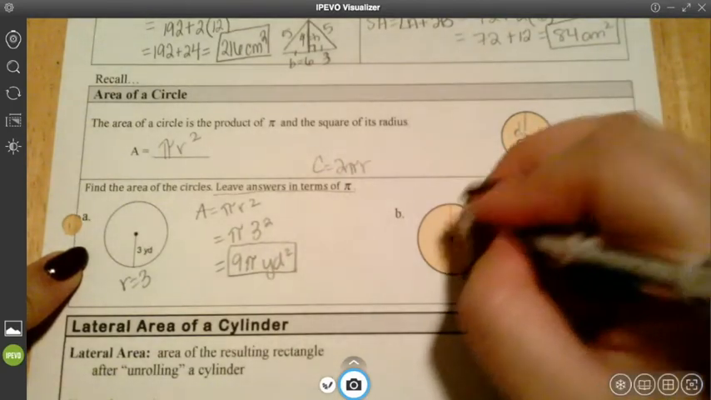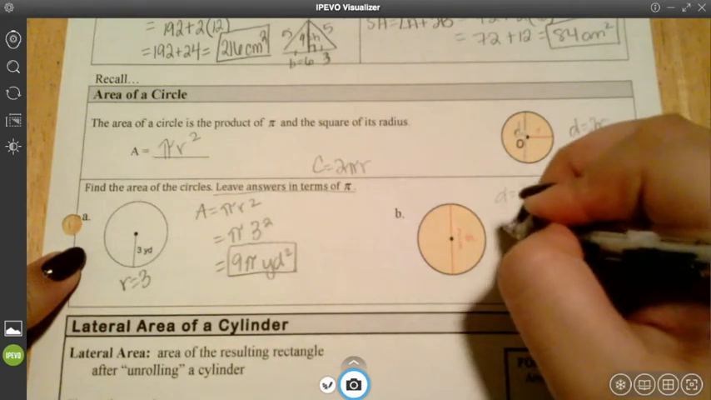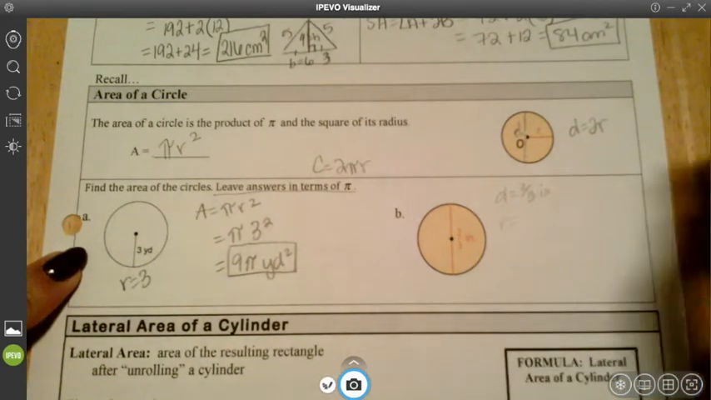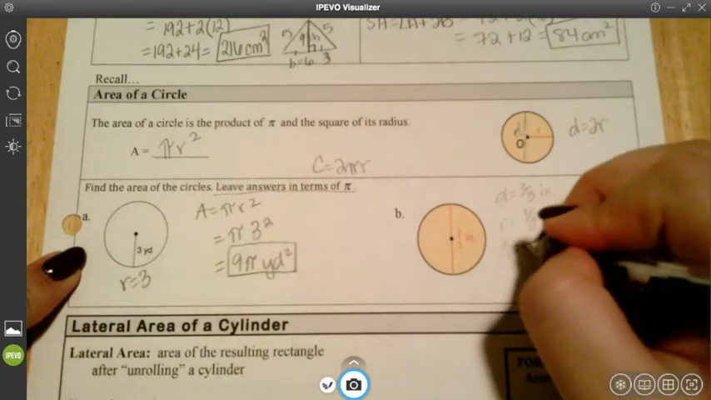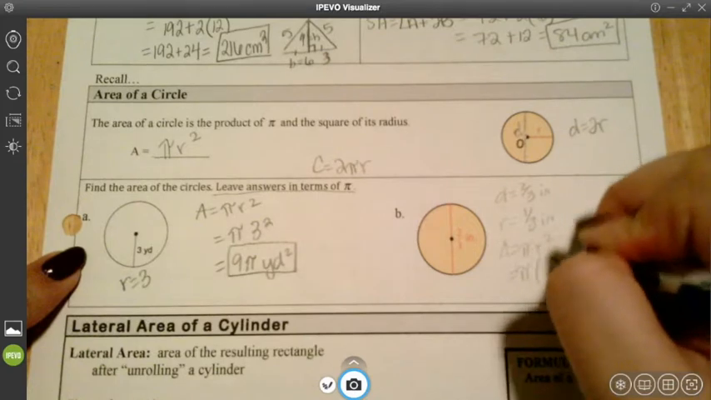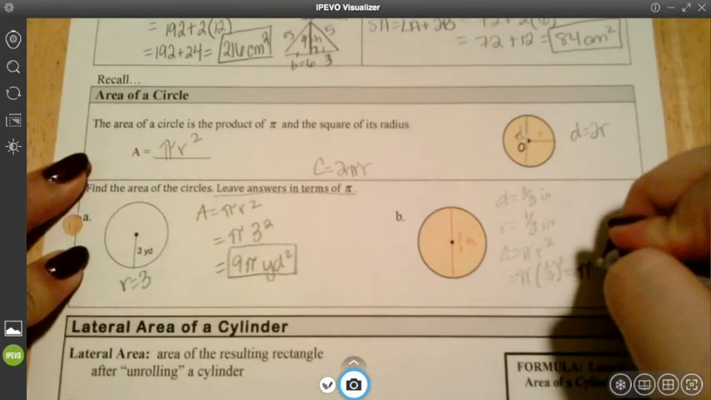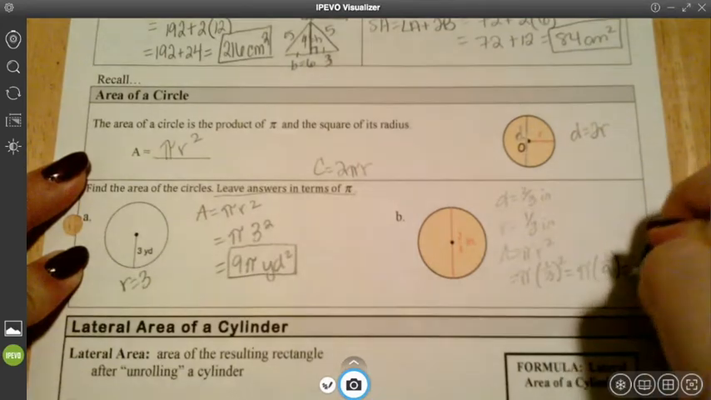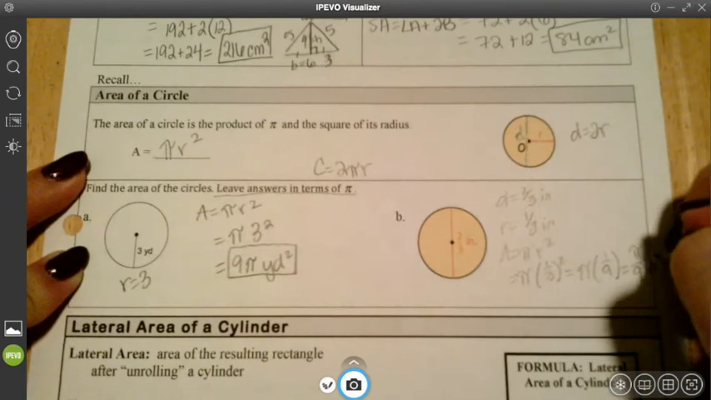For B, we're given that the diameter is 2/3 inches. We need half of that for the radius. Half of 2/3 is 1/3. Area equals pi r squared. Pi times 1/3 squared. 1/3 times 1/3 is pi times 1/9, or pi over 9. Units here are square inches.